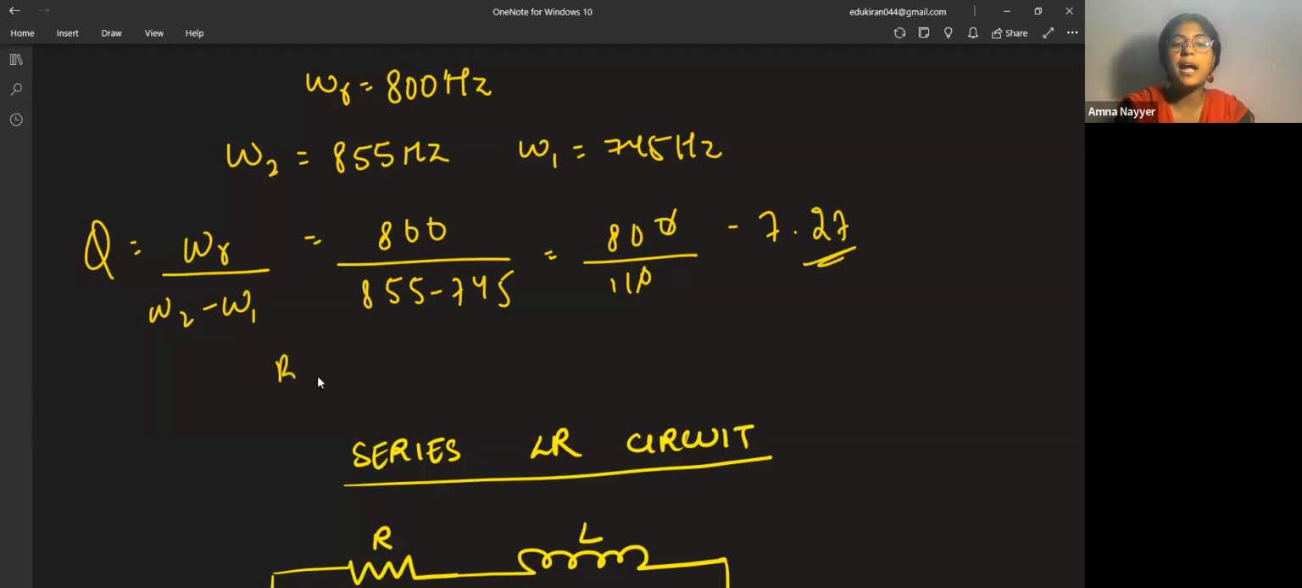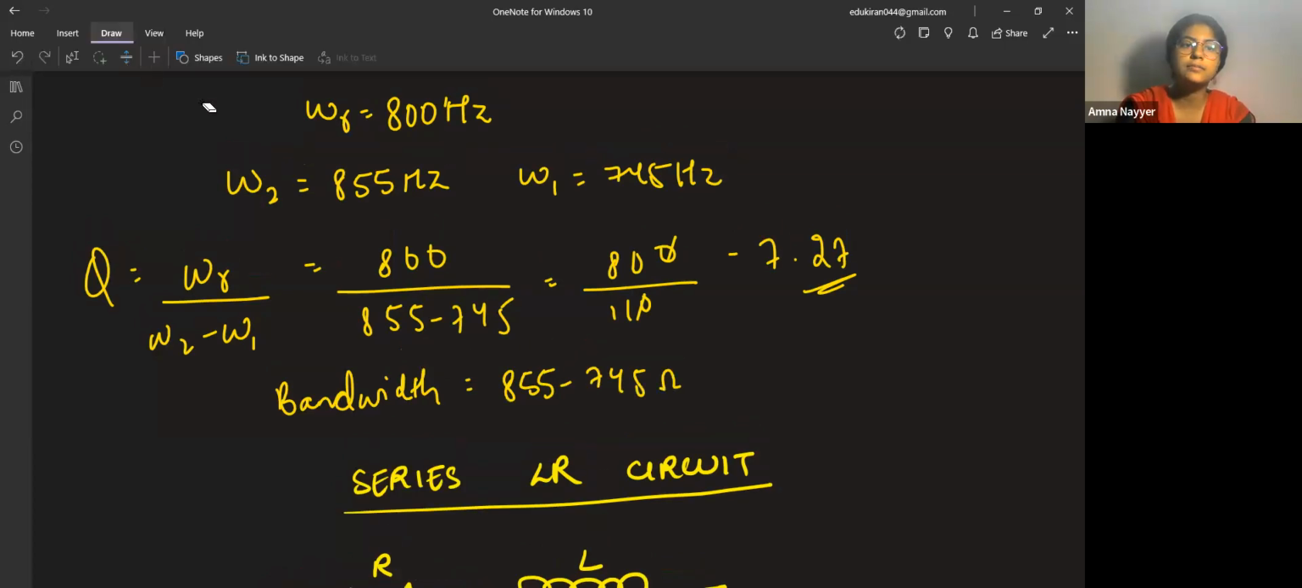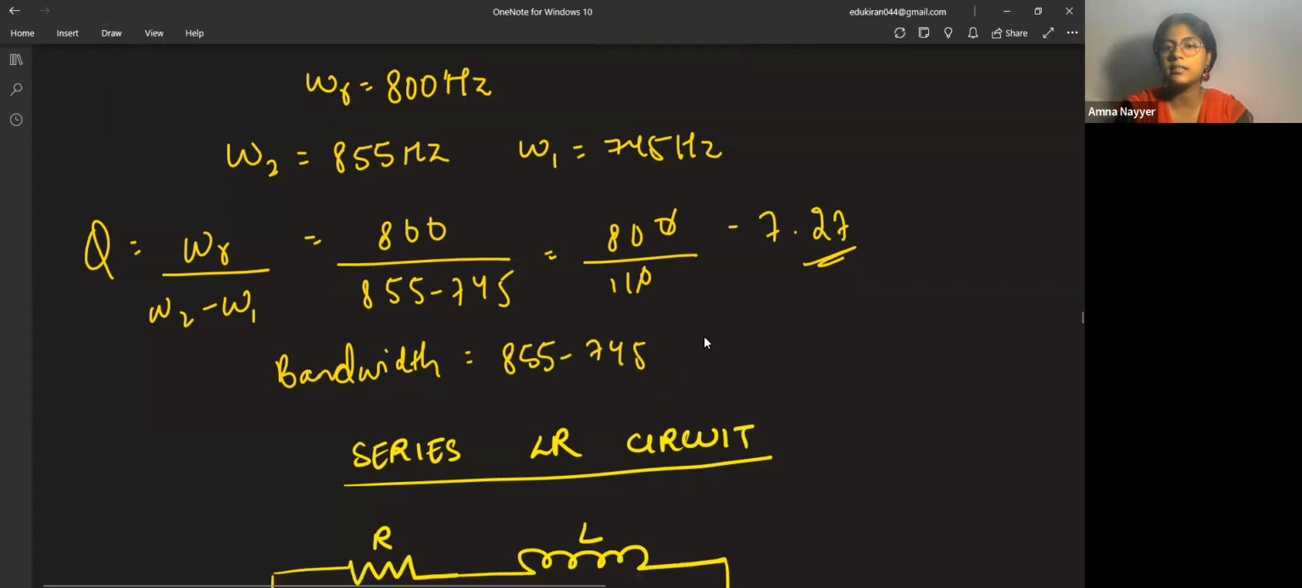And second is bandwidth. Bandwidth is this only. 855 minus 745 hertz only. This is the bandwidth, not ohms, sorry, hertz. That is 110.